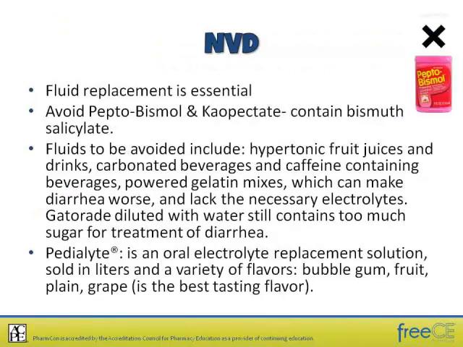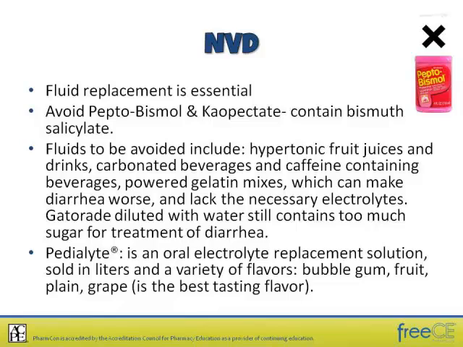What about nausea, vomiting, and diarrhea? We get a lot of questions, and sometimes just fluid replacement is all that the child's going to need. Fluid replacement is essential for treatment of nausea, vomiting, and diarrhea. We want to avoid Pepto-Bismol and Kaopectate.